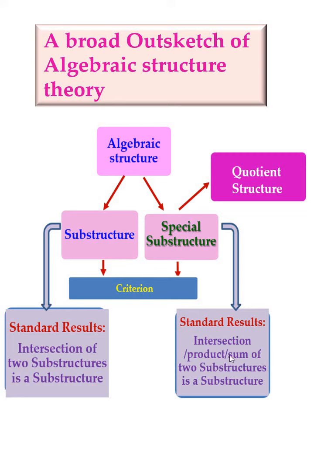And with this special substructure, we have the standard results: the intersection, product, and sum of two substructures are again a substructure. This is true in the case of vector spaces, and in the case of normal subgroups, we can have these two to be true.